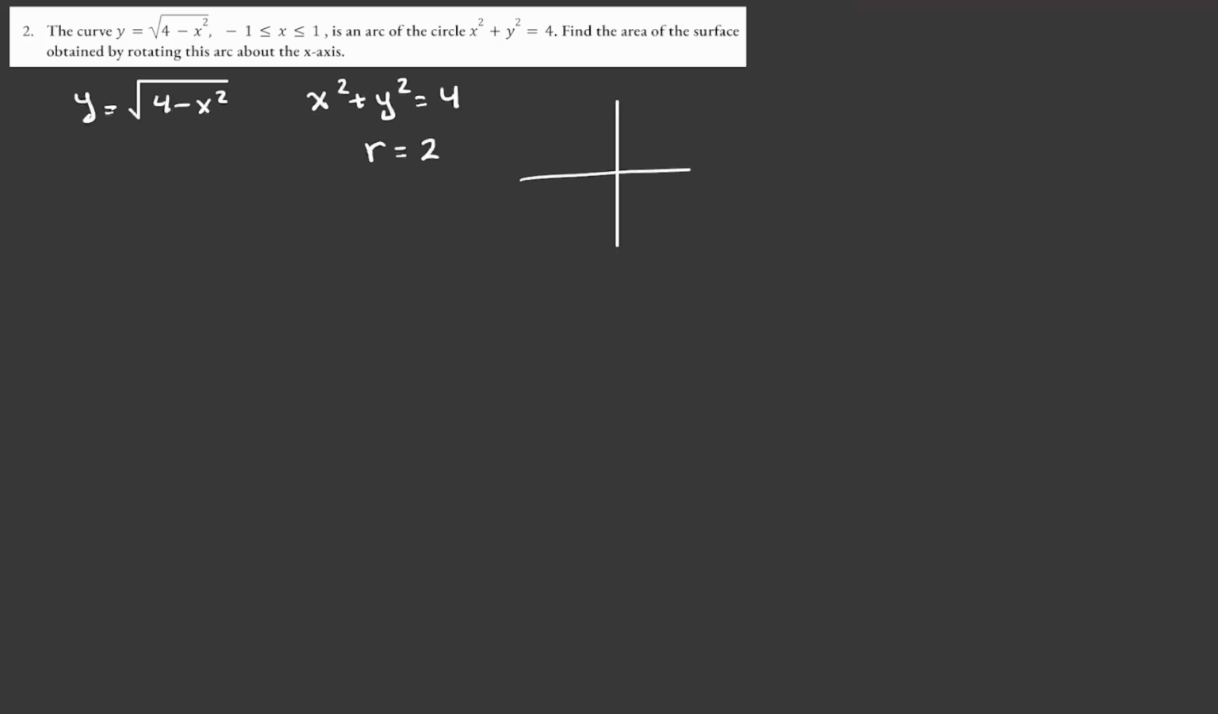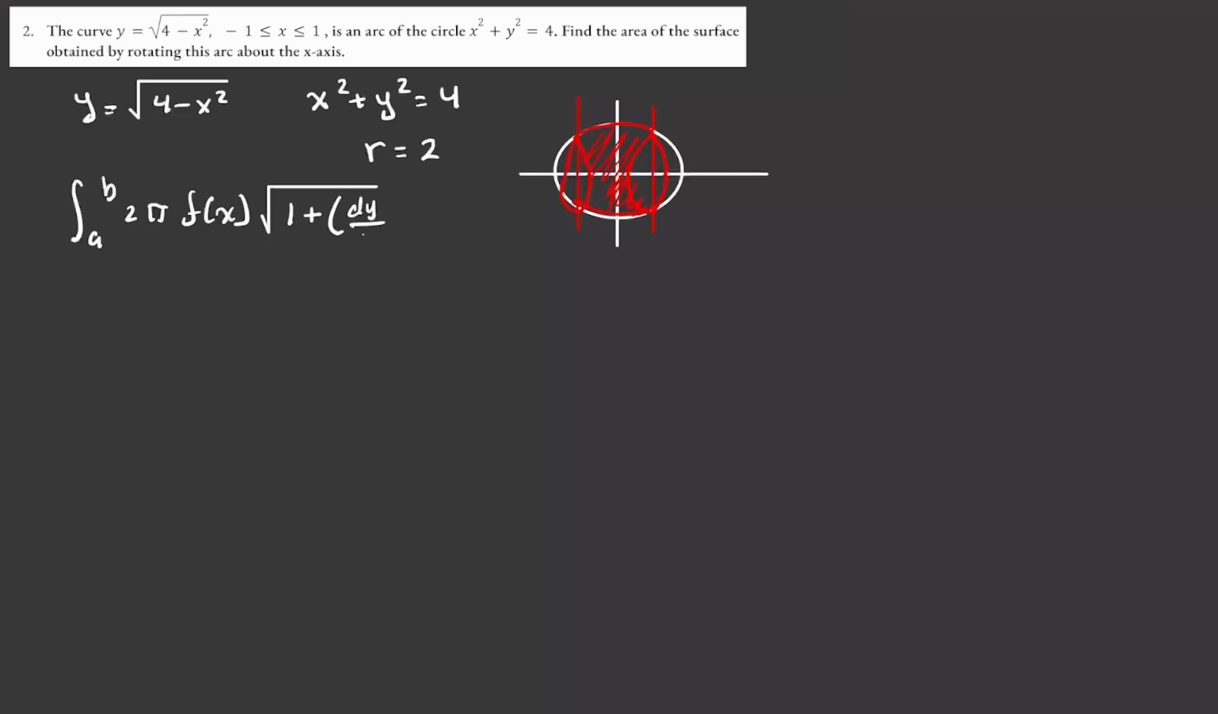Now graphing this, we have a circle with a radius of 2, and we are integrating it from -1 to 1. So we care about the arc rotated around the x-axis. So it's this surface area right here. We will be using the equation: the integral from a to b of 2 pi f of x times the square root of 1 plus the derivative of the function with respect to x, squared, dx.